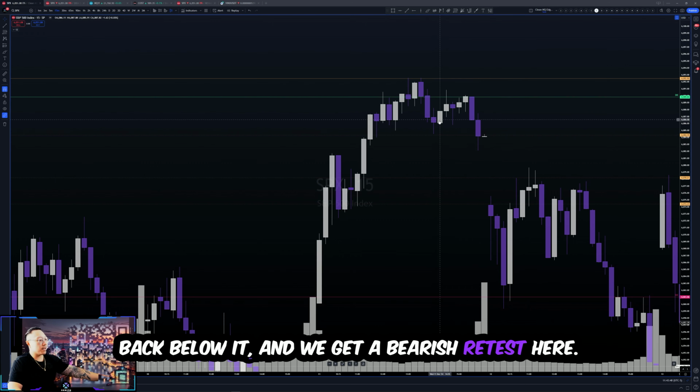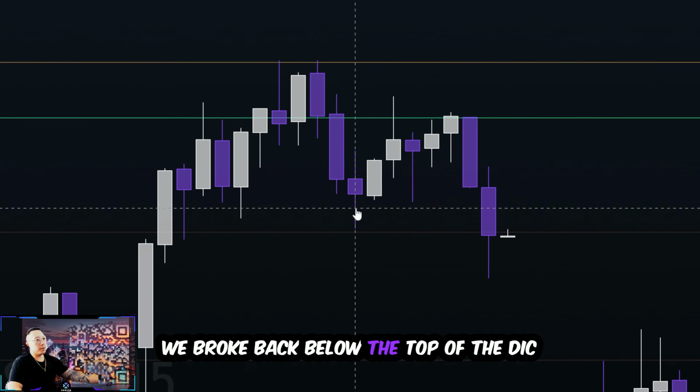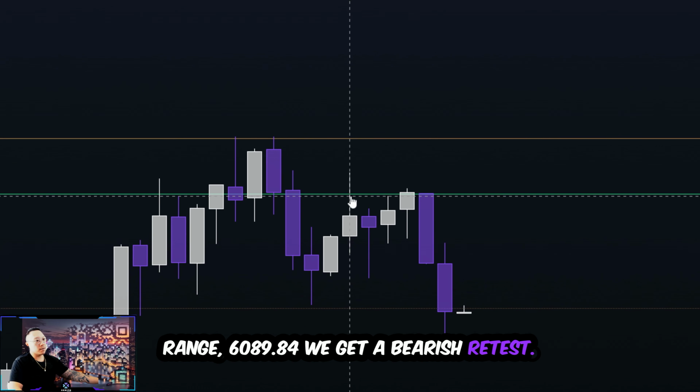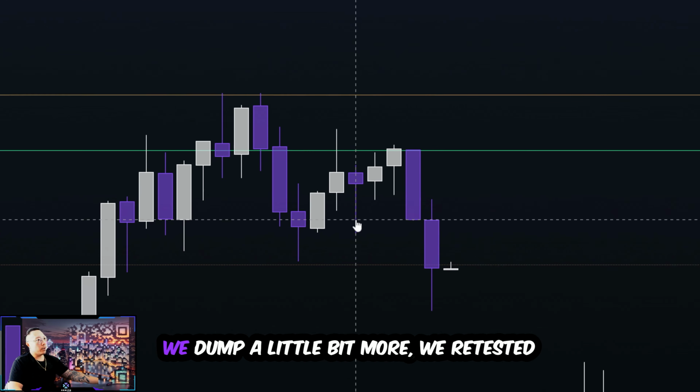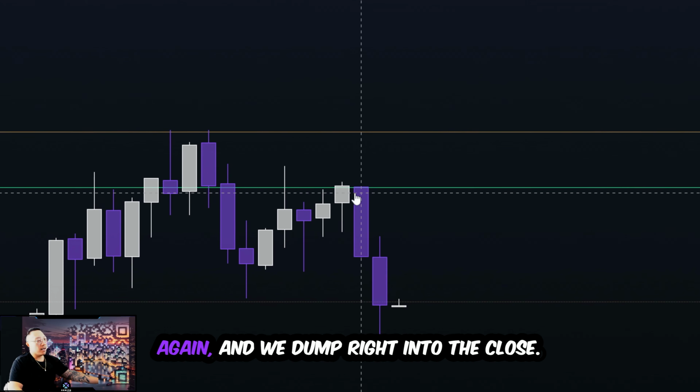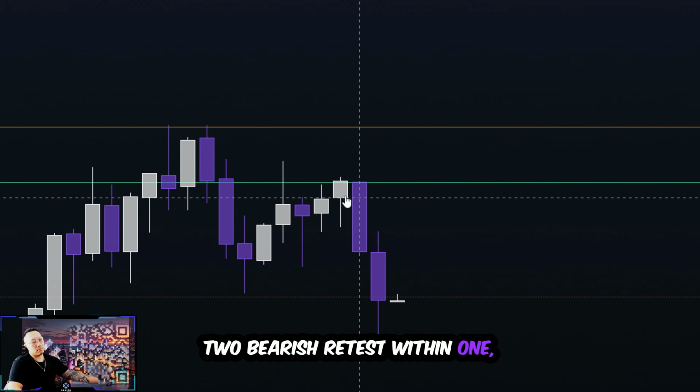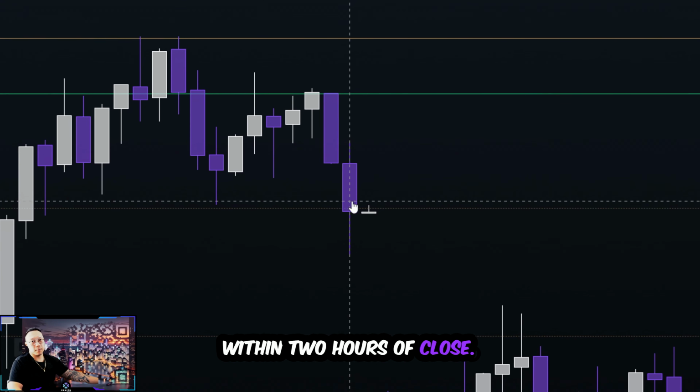We get a bearish retest here, okay? We broke back below the top of the DIC range, 6089.84. We get a bearish retest. This is around 230 already. We dump a little bit more. We retest it again, and then we dump right into the close. Two bearish retests within two hours of close.